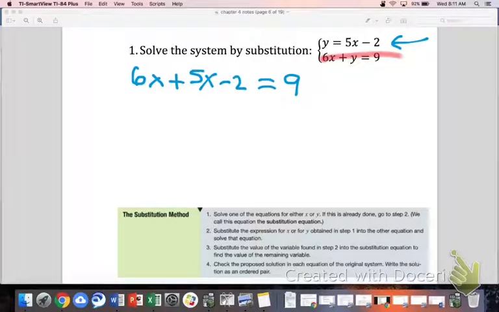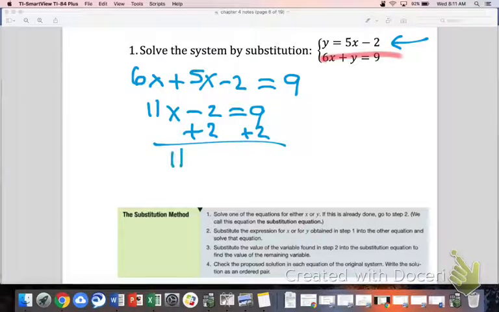Notice on the left side there's some simplification that could be done. 6x and the 5x are like terms. So what is 6x plus 5x? So we get 11x minus 2 equals 9. When I get the x by itself, I've got to get rid of the 11 as well as the negative 2. Which one probably should be gotten rid of first? The minus 2. How do I get rid of minus 2? So we're going to add 2 to both sides. That leaves me with 11x equals 9 plus 2, which is 11. And how do I get rid of the 11 finally? So when I do that, I end up with x equals 1.